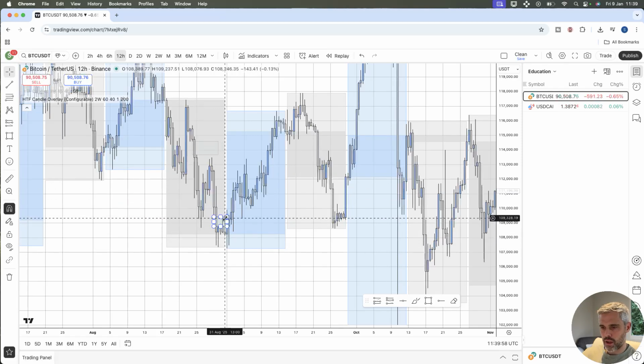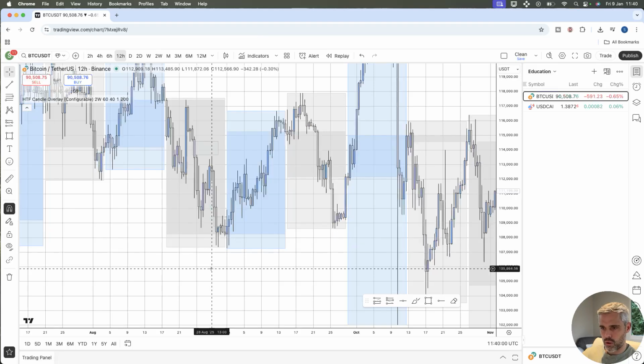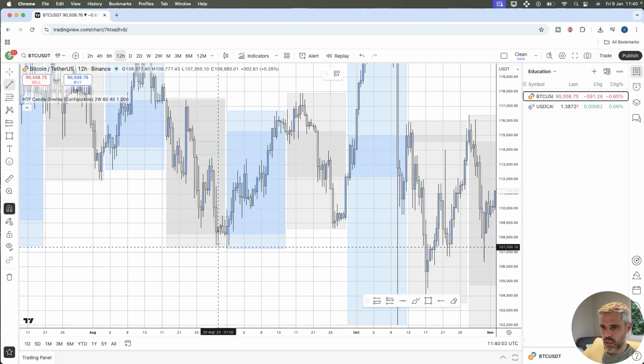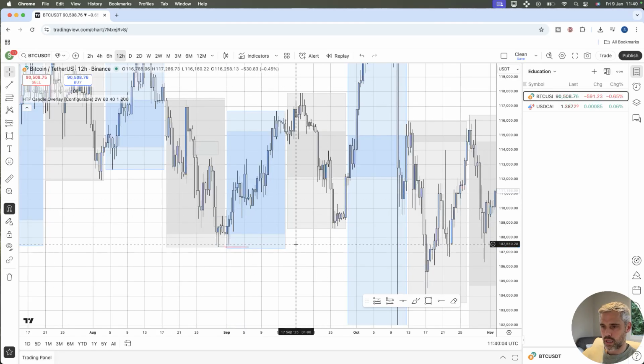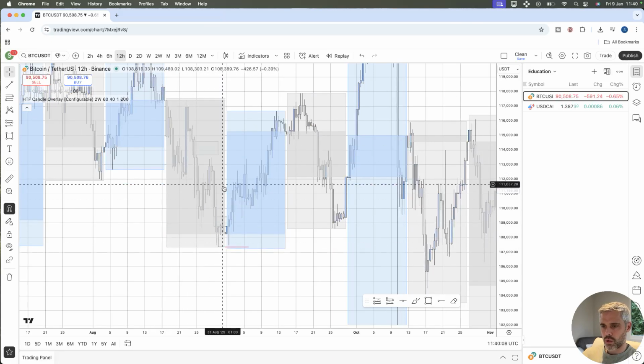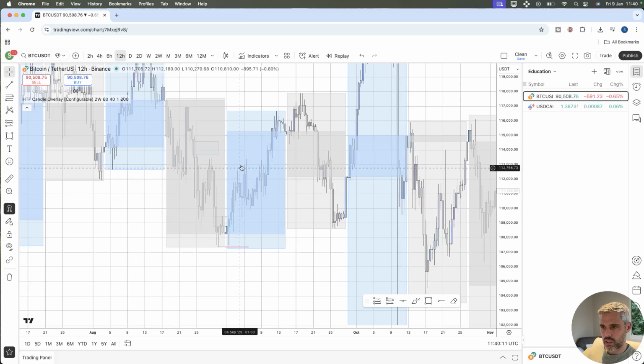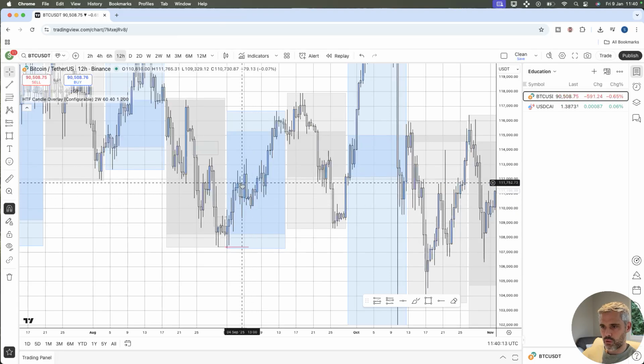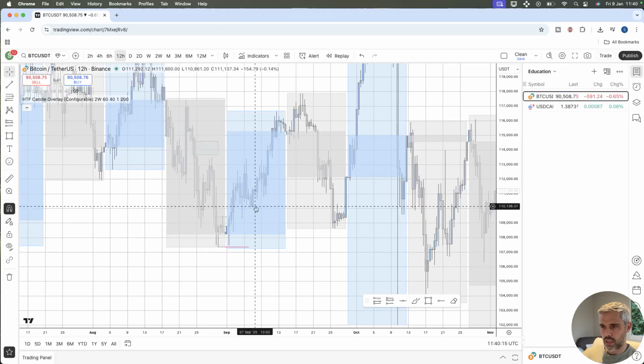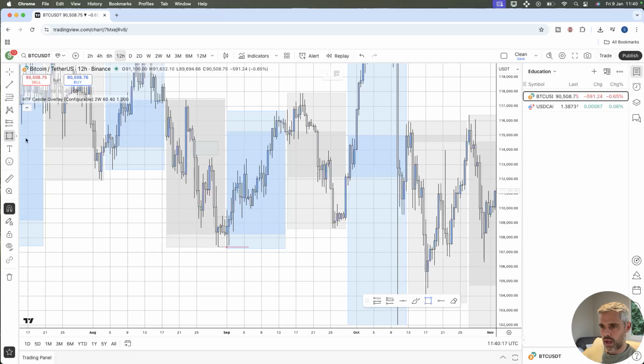Price trades into the fair value gap, tries to go lower. At that point, liquidates the previous 2-week candle. So this candle here. So price trades in, we then get a shift. No bullish fair value gaps are created as yet. But then what happens? We get the formation of a bullish fair value gap right here.